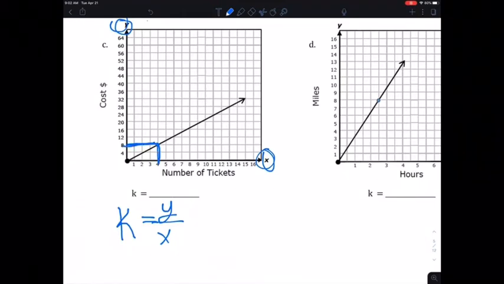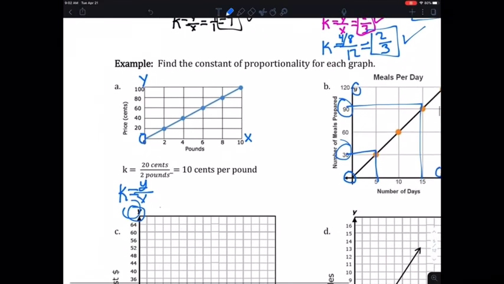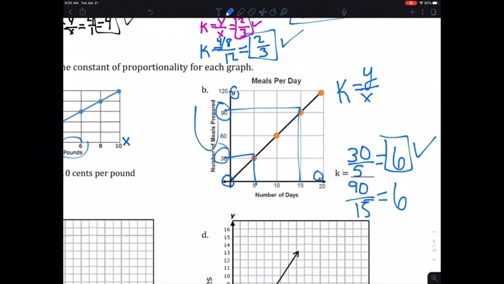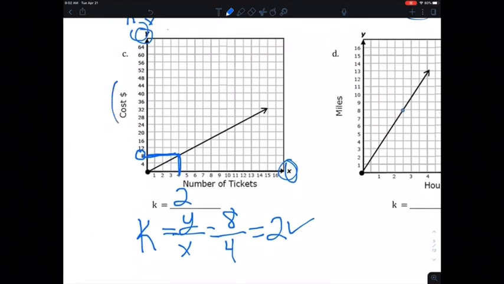Again, that point's already given to us. So my y value is 8, and my corresponding x value for the 8 would be 4. Good. Is that in simplest terms? Is that my answer? It can be, but it's not in simplest terms, right? So we can do 8 divided by 4, which gives us 2. Therefore, k equals 2. My constant of proportionality is 2 for number of tickets. Just like up here, it was 10 cents per pound. Here it was 6 meals prepared a day. Same thing here, $2 per ticket.